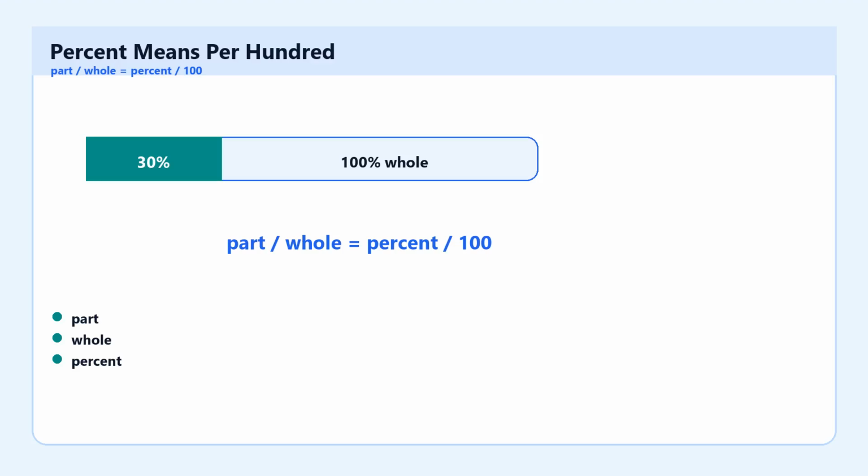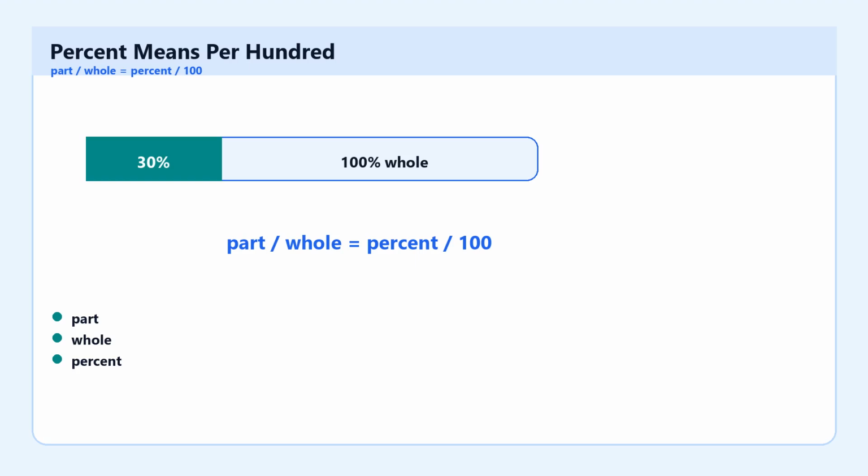Welcome to Session 10, Percent Proportions and Percent Models. Percent means per hundred. That is why percent problems often become proportions. The basic setup is part over whole equals percent over 100. Let's solve a direct percent problem.